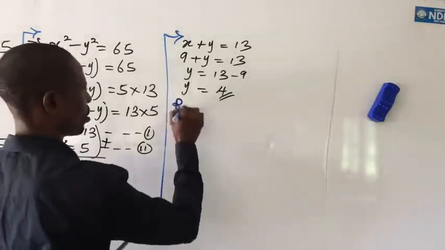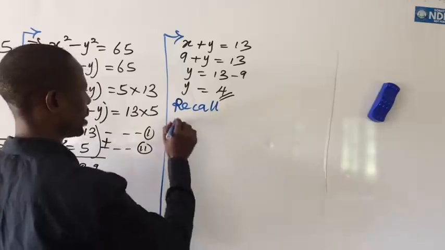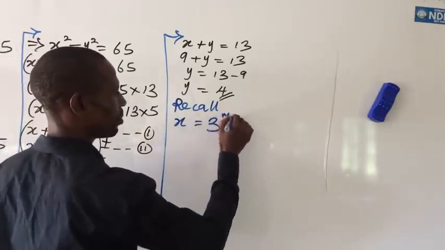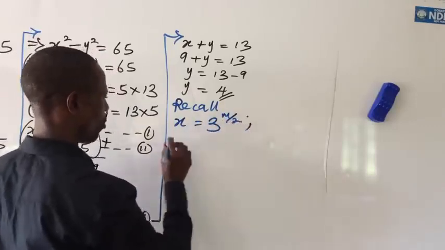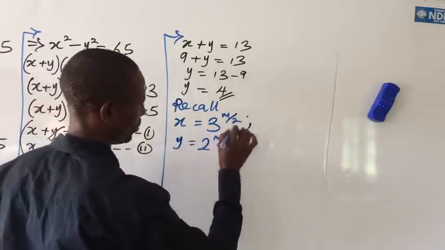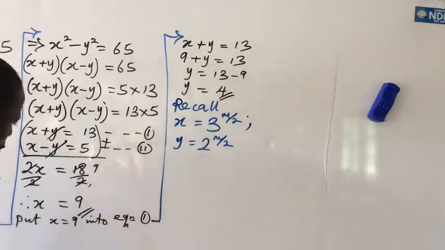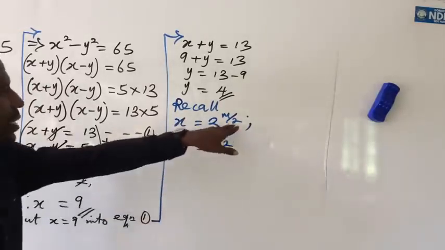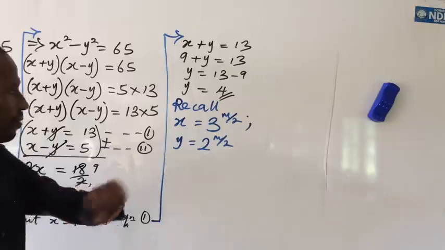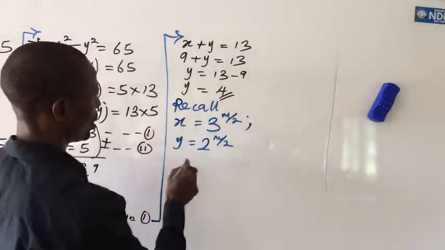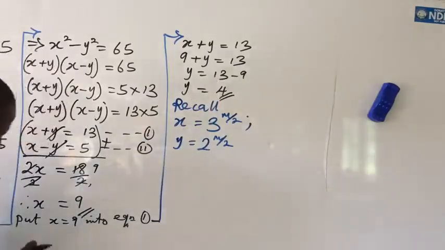But recall, there's a place where we said, let x be equal to 3 to the power of m all over 2, and y equal to 2 to the power of m all over 2. So we succeeded in getting these two numbers now. So we want to get the value of our m from here. So let's take the first one.